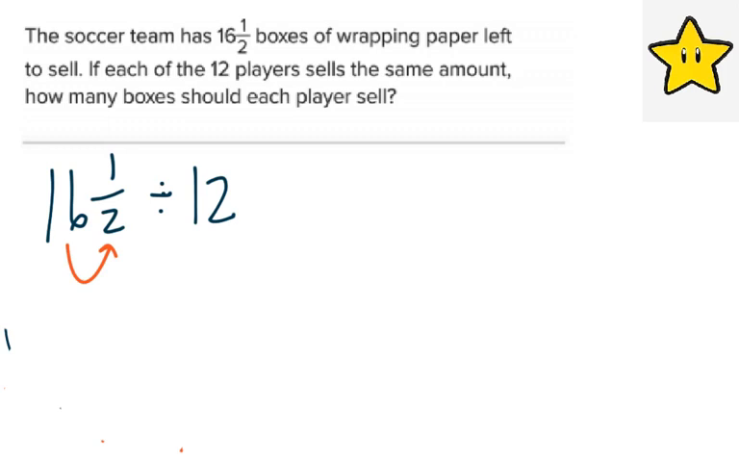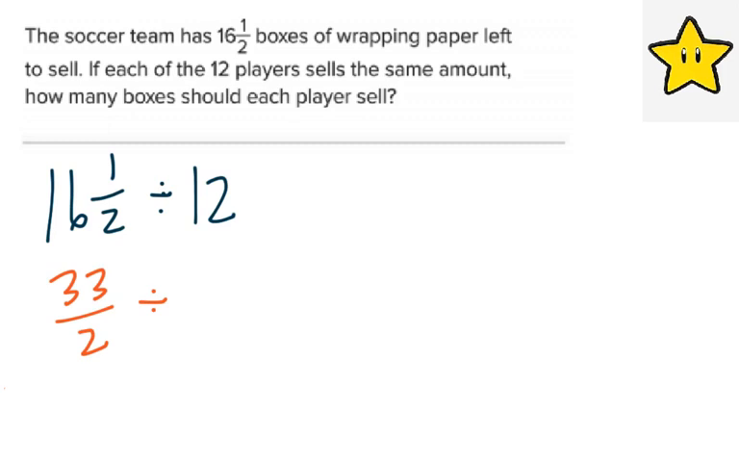Okay, we've talked about this. We're going to multiply the whole number by the denominator. 16 times 2 is 32, plus the 1 gives us 33. Which means our new improper fraction is 33 over 2. And it's still a division problem, because all we're doing is changing the look of our fractions and whole numbers to all look the same, to be in the same form.